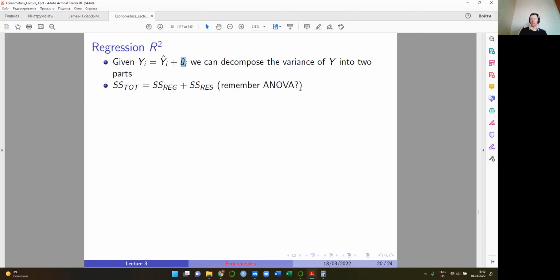Remember ANOVA, we did the same. Which of them is within? Which of them is... No, it's not within and between. Don't confuse these two things, please. The concept is the same.